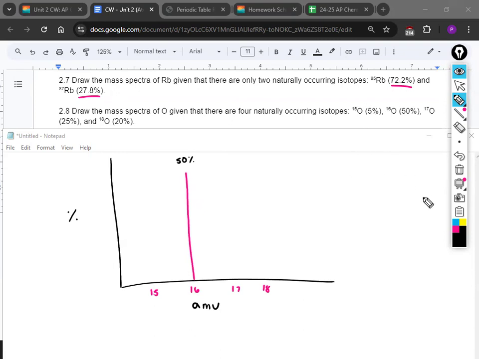We'll go to oxygen 15. This one's 5%, so let's just make it kind of short, just so that we don't have to measure it. Again, as long as it makes sense, it's okay. You don't have to be super precise, so don't pull out a ruler or anything. Okay, we have oxygen 17, which is 25%, which is half, right, of the 50. So something that's about half as high, 25%. And then for oxygen 18, it's 20%, so just a little shorter than the 17, and you should be fine. Again, it doesn't need to be super accurate, especially if you just label it like this, then there's no miscommunication.